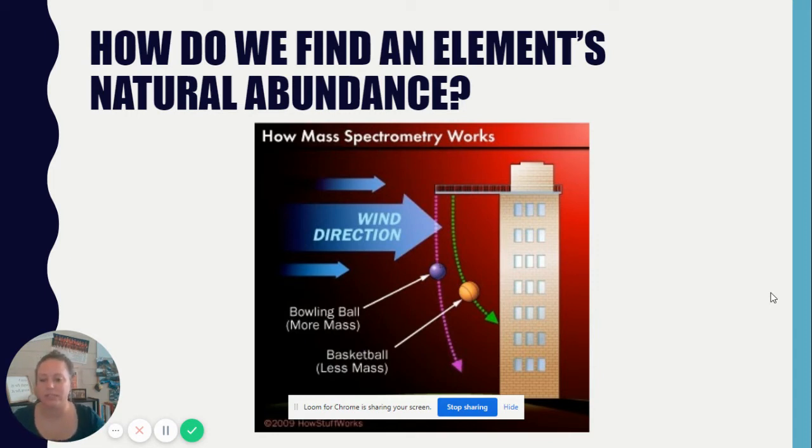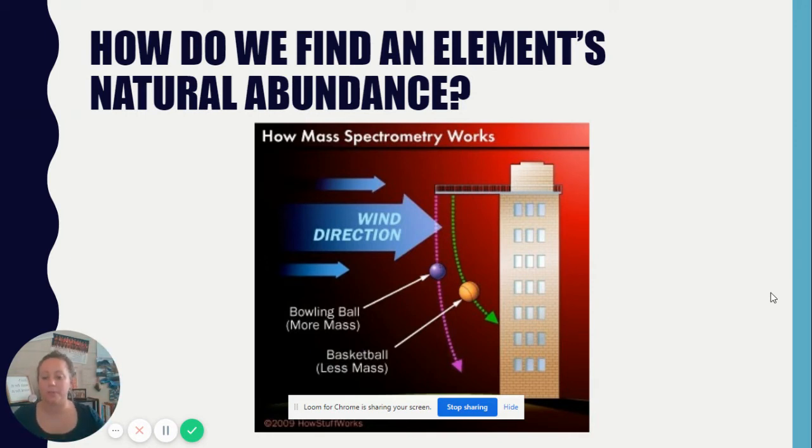So if you look at this example, you've got a tall building and you're throwing a bowling ball and a basketball off of the top of that building. Okay? So if you throw the basketball off the top of the building, it's filled with air, right? It has less mass, still has some mass, but less mass. The wind is going to be able to pick that up and take that farther. It will not fall as directly in a straight line.